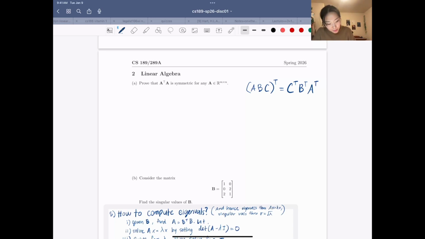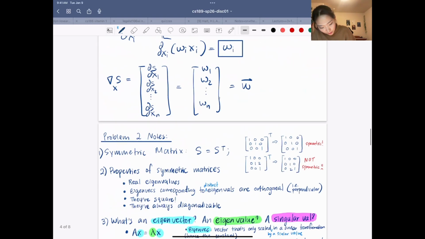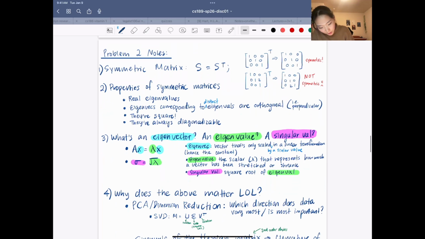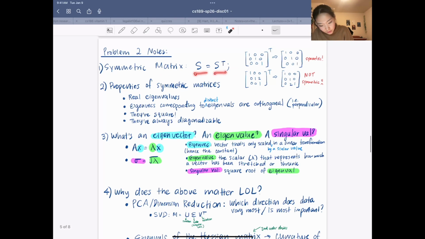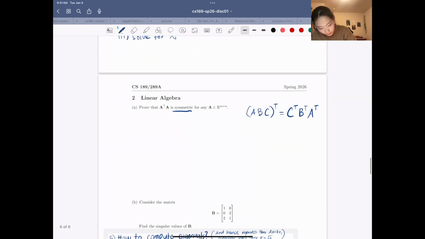What is the definition of symmetric? As we saw from number 1, a matrix is symmetric when we have S equals S transpose. And so if we want to prove A transpose A is symmetric, then we want to show that the transpose of A transpose A is equal to itself. So how do we do this? Well, we can just use the property we just described. So A transpose A, to the transpose.